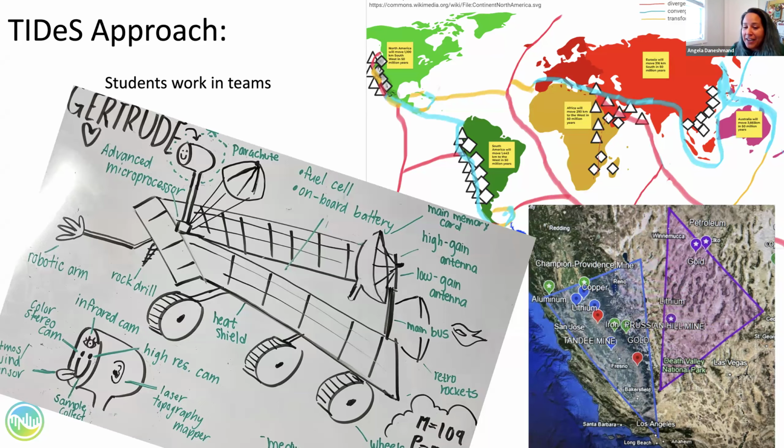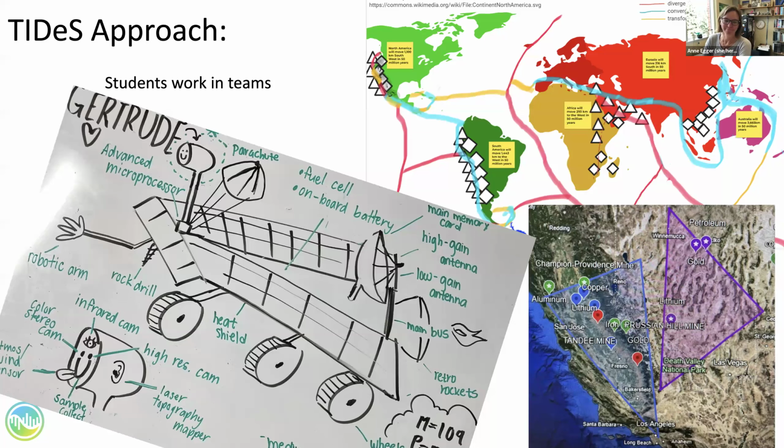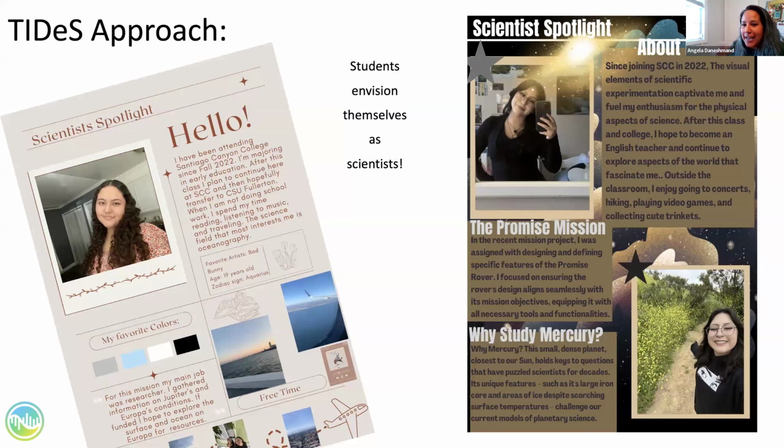And then lastly, they evaluate previous engineering designs, so past rover missions and other types of engineering designs for severe weather.